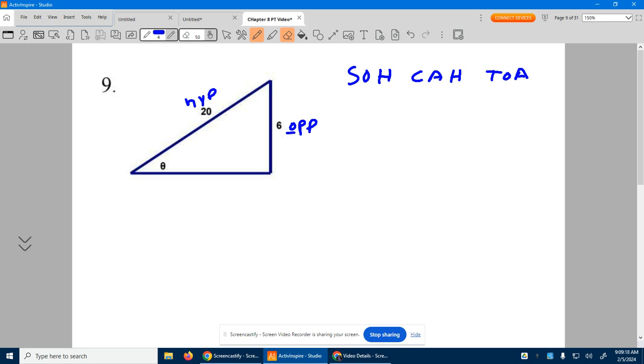Well, O and H. Who has the O and H? That's the sine. So the sine is the opposite divided by the hypotenuse. So the sine of the angle you and I are trying to find is equal to the opposite measurement, which is 6, divided by the hypotenuse, which is 20.